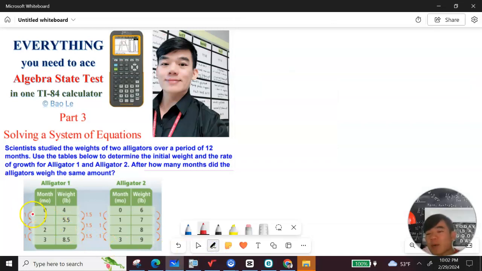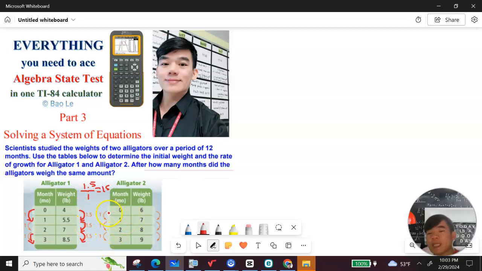Okay, so let's see. We need to find the change in S. You see that every single time the change in S is 1. Now the change in Y: in order to get 5.5 from 4, we're going to add 1.5, and then we keep adding 1.5, right? So the rate should be change in Y divided by change in S, which is 1.5 divided by 1, so it should be 1.5. Alright, so this tells us this is a linear function.